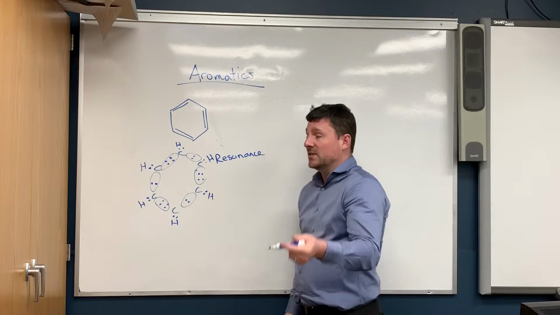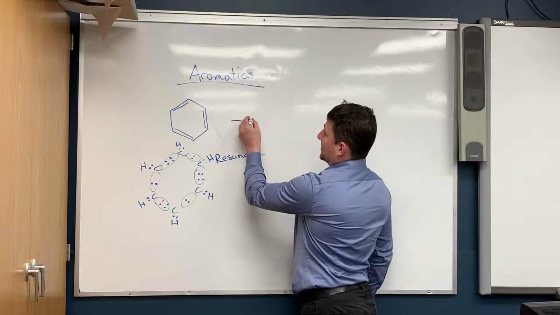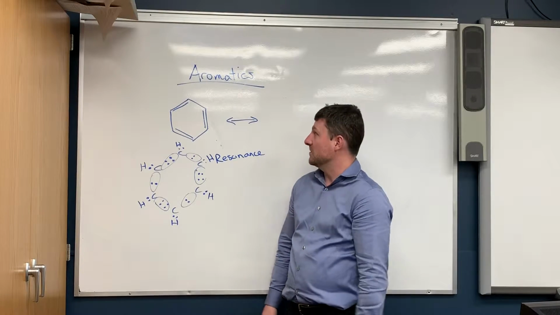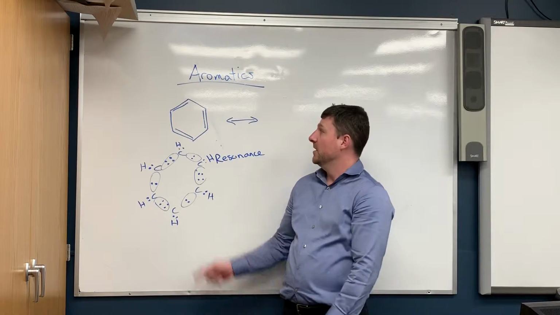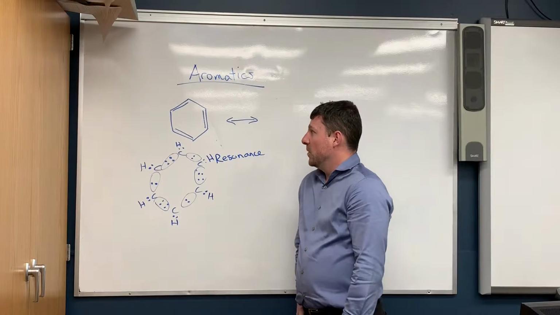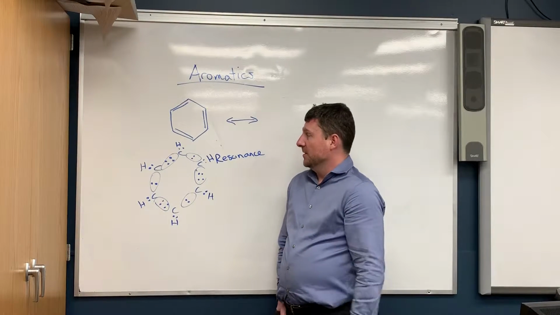And this is where the resonance thing comes in. And this is also why we use particular arrows for particular things. So this is not an equilibrium arrow. This is what we call a resonance arrow, without really changing the structure.